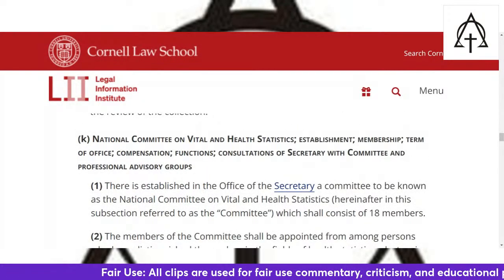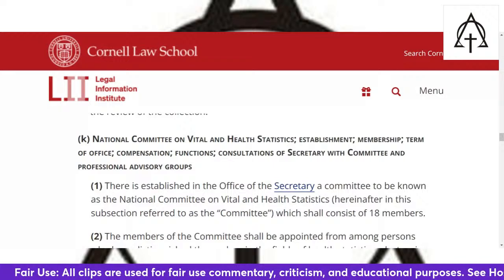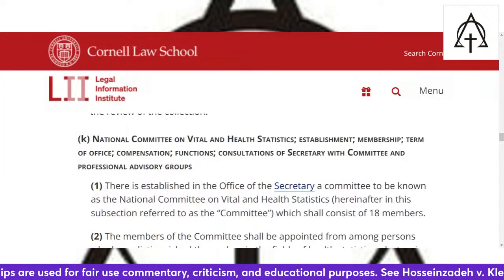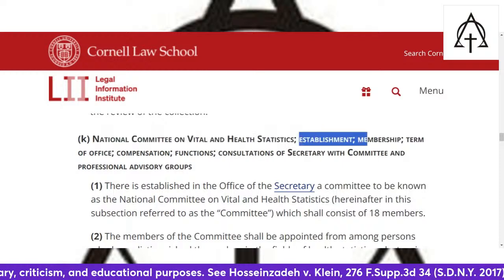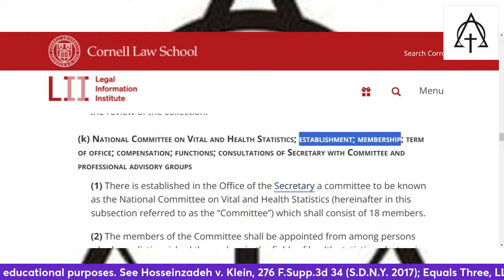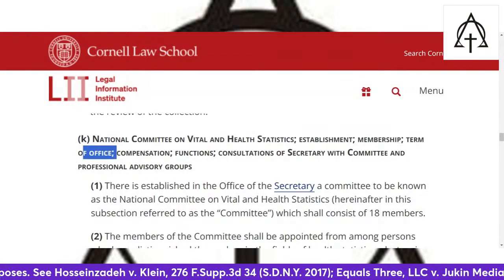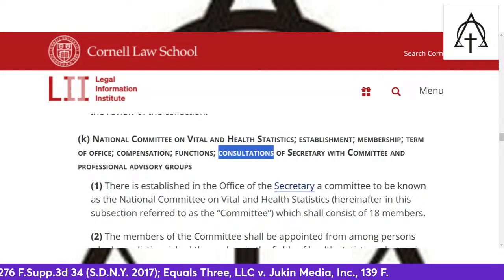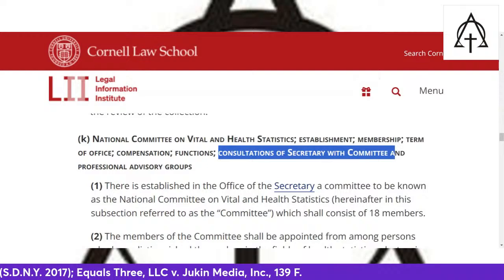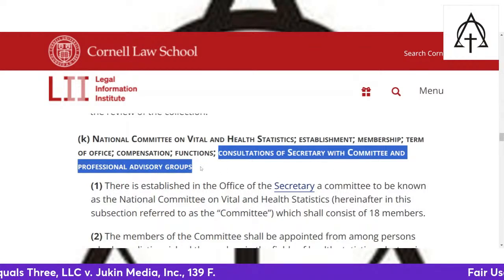Okay, so here's the part we wanted to look at. This is part K, National Committee on Vital and Health Statistics, establishment, membership, term of office, compensation, functions, consultations of Secretary with committee and professional advisory groups.